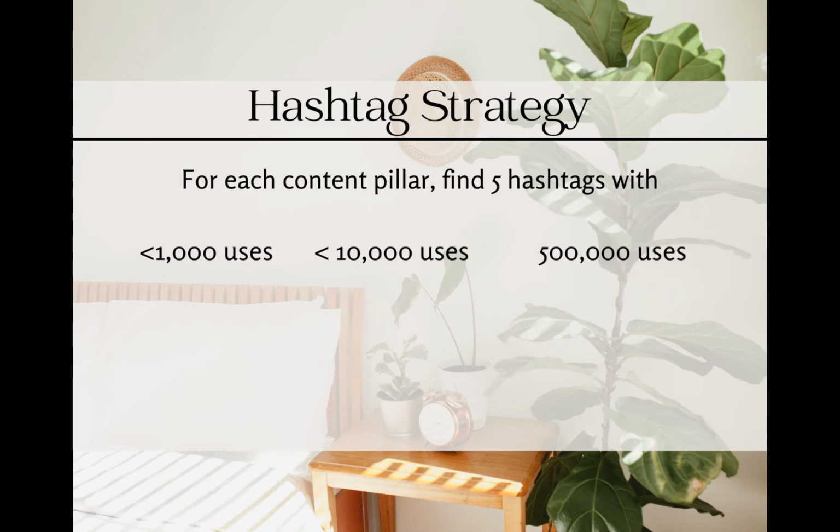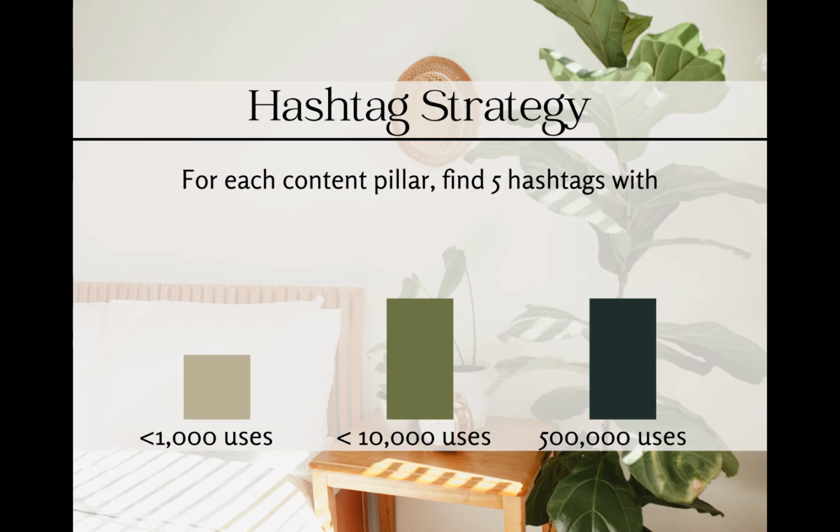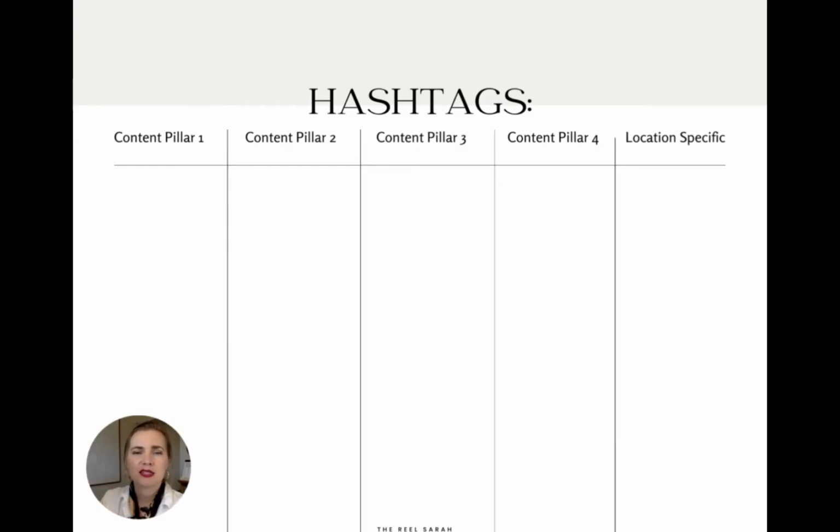Just know that you want to definitely stay under 1 million uses. But by staggering and by having these different buckets of hashtag categories, it's going to help people actually find your content. And the more specific the hashtag is, the better, because when somebody searches that, they'll come right to you and you have a much higher chance of being discovered.